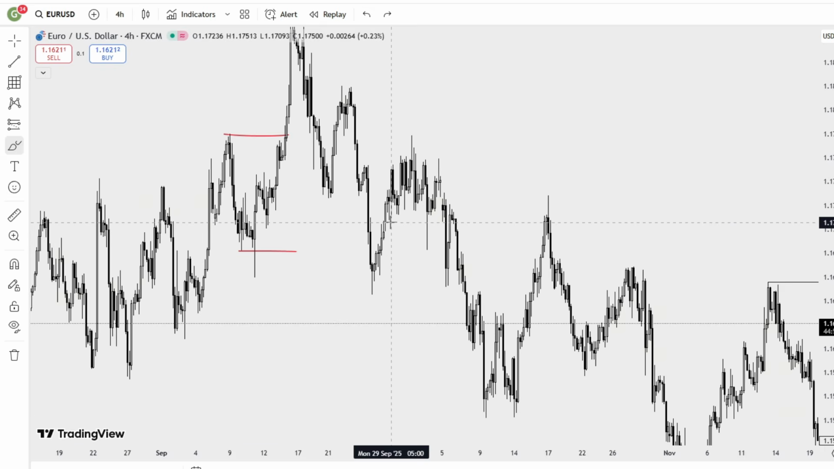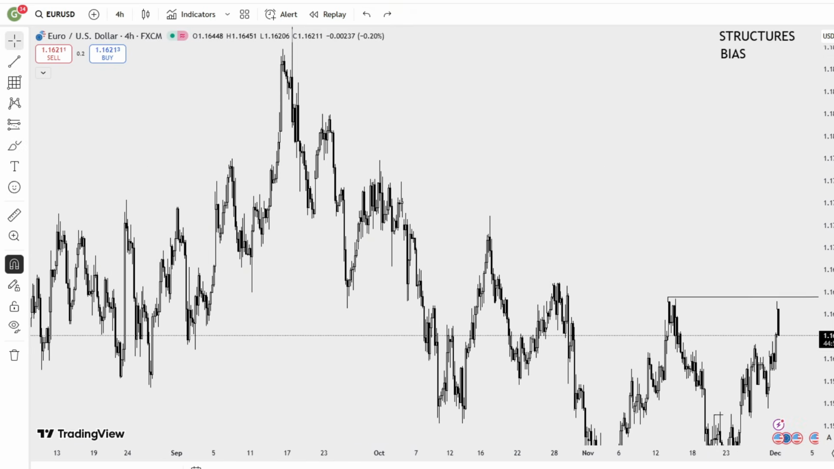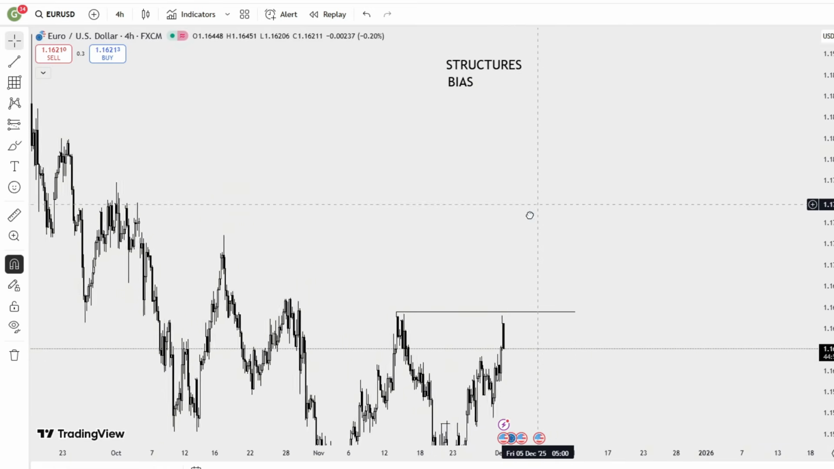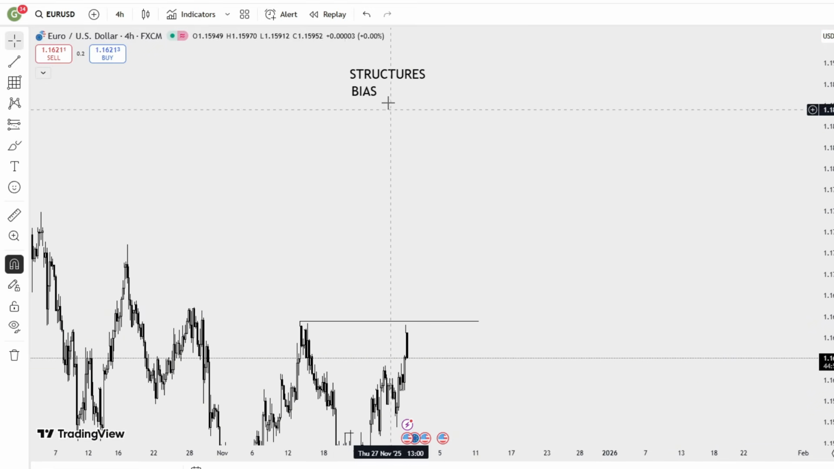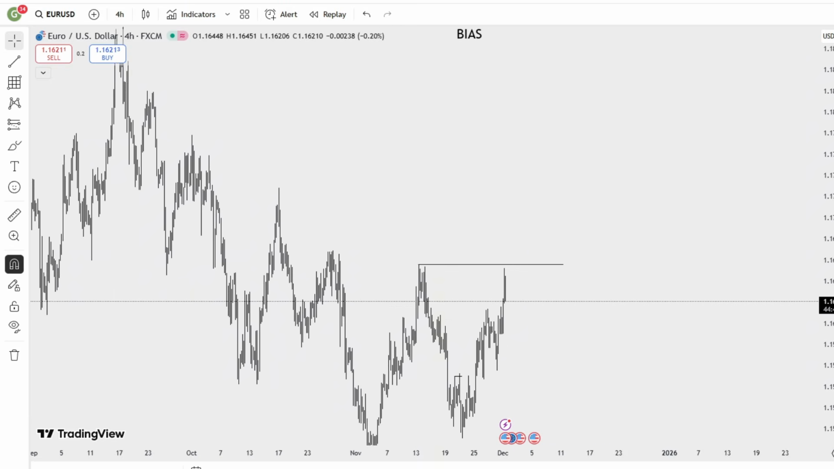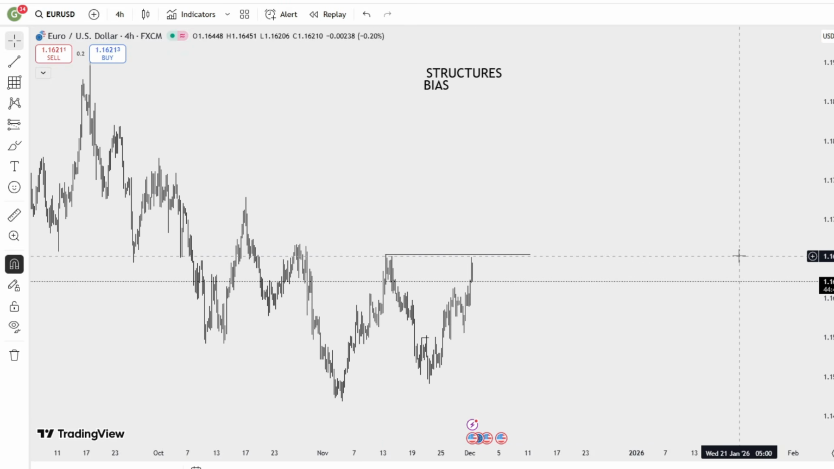And I guess that's it for today's lesson. We talked about valid structures and bias. And with that, you need to connect the dots with the previous lesson.